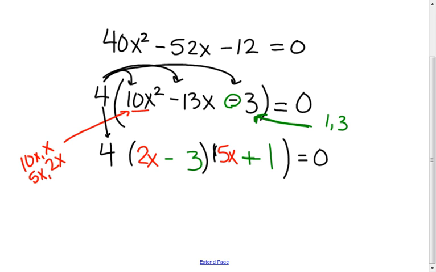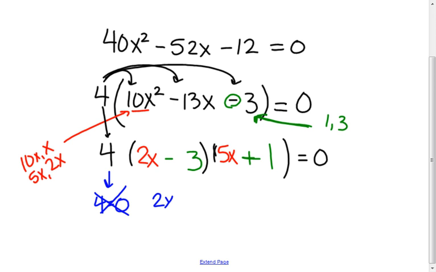Okay, so we've got it factored, and now we need to set each part equal to 0. So here we go. If I set 4 equal to 0, there's no x, there's no variable, so there's nothing to solve there because I can't figure out what x can be because there isn't an x. Also, 4 never equals 0, so there we go.